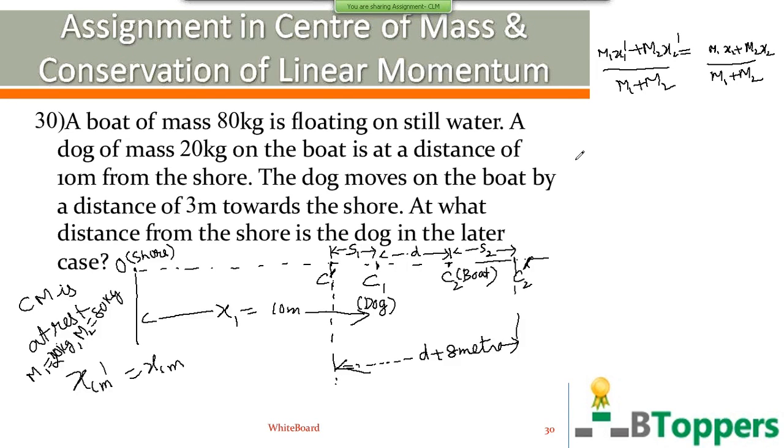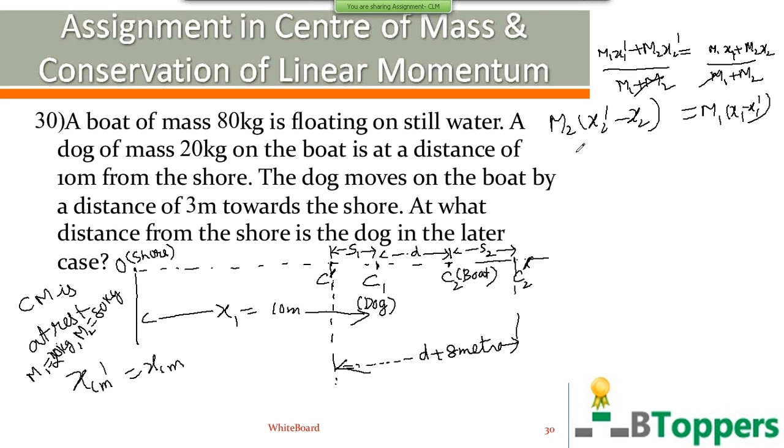So the first mass M1 comes nearer to the origin, and the second mass M2 moves farther from the origin. M1 plus M2 gets cancelled. So M2 into X2 dash minus X2 is equal to M1 into X1 minus X1 dash. X2 dash is the new distance of the center of mass of the boat from the origin. X2 was the initial distance of the center of mass of the boat from the origin.